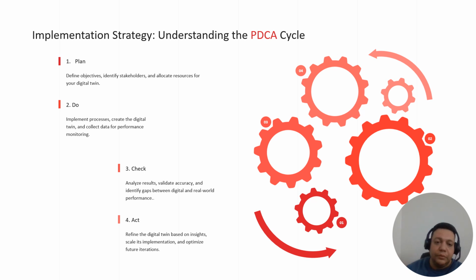And going for the do, it's mostly the implementation of the digital twin. Implementation process, collecting data through the process and monitoring the performance. So after that, check: we analyze the results and validate the accuracy of the results, whether it's accurate or not, and cross-check it with real world outcomes. If it's matching, it's calibration for our digital twin.